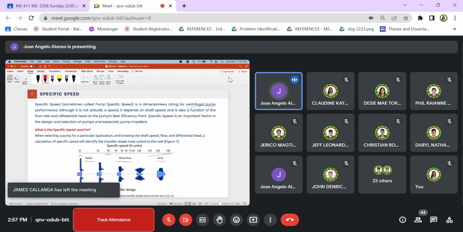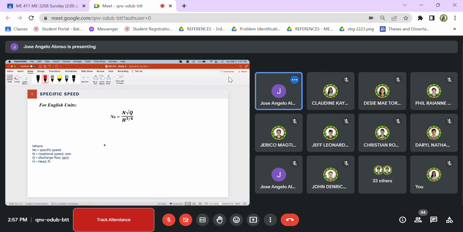So we discussed already the pump rating or pump sizing, including the motor rating. Ngayon naman yung tinatawag nating specific speed to determine the impeller shape most suited to the application. So ang formula niya is given on this. Specific speed is equivalent to the rotational speed multiplied by the discharge flow rate divided by the head raised to the 3/4. So yung ating discharge flow rate, kailangan natin siyang i-square root.